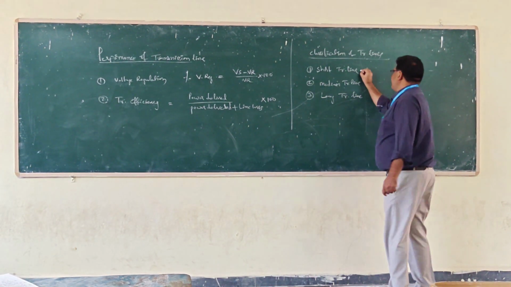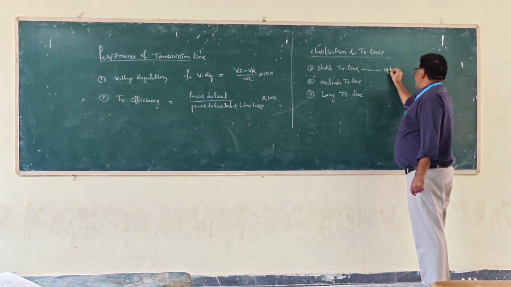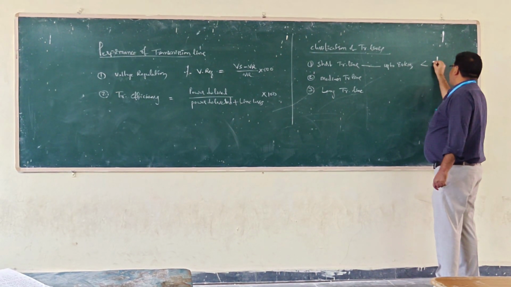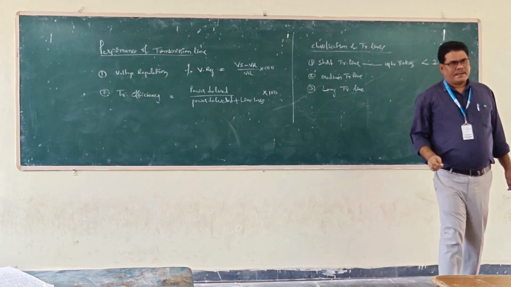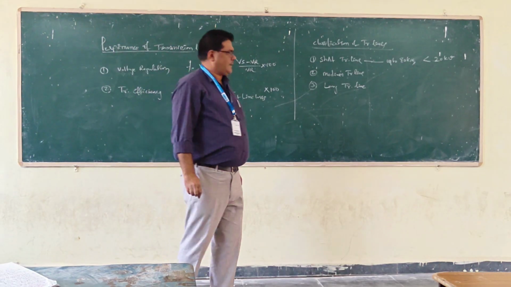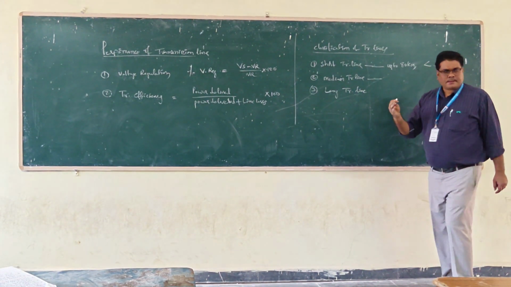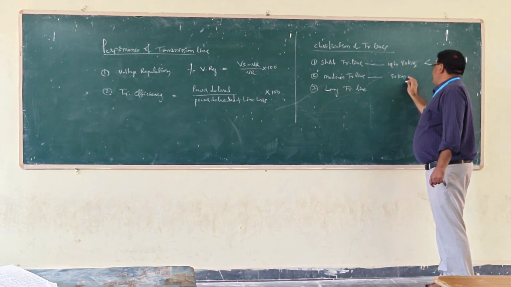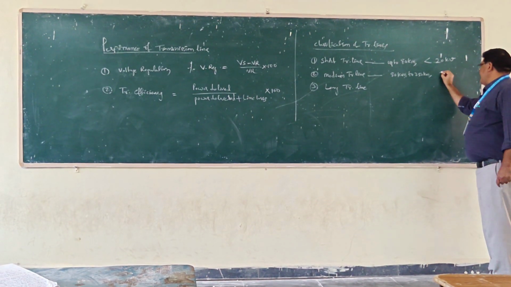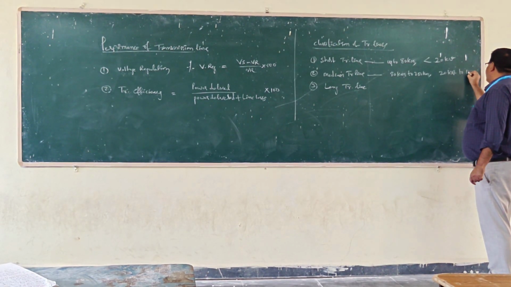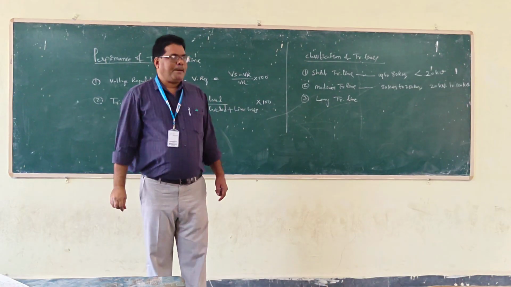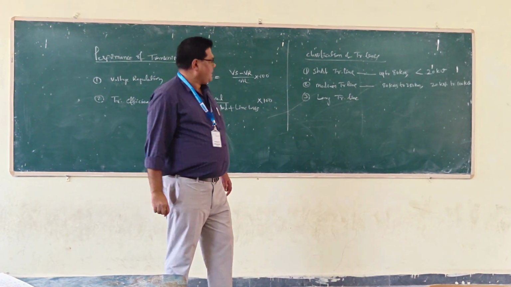Coming to the short transmission line, the length is up to 80 kilometers and the operating voltage is less than 20 kV. Lines with these ranges are classified as short transmission lines. For the medium transmission line, the length increases from 80 kilometers to 250 kilometers, and the operating voltage is between 20 kV and 100 kV.